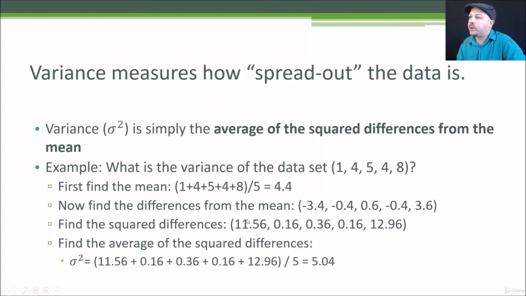So negative 3.4 squared is positive 11.6. Negative 0.4 squared is a much smaller number, 0.16, because that's much closer to the mean of 4.4. 0.6 is also close to the mean, only 0.36, but as we get up to the positive outlier, 3.6 ends up being 12.96. Okay? And to find the actual variance value, we just take the average of all of those squared differences from the mean. So we add up all these squared variances, divide it by 5, the number of values that we have, and we end up with a variance of 5.04. Okay? That's all variance is.